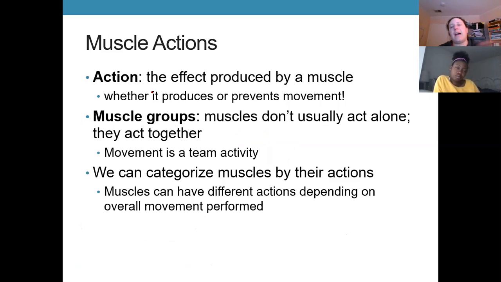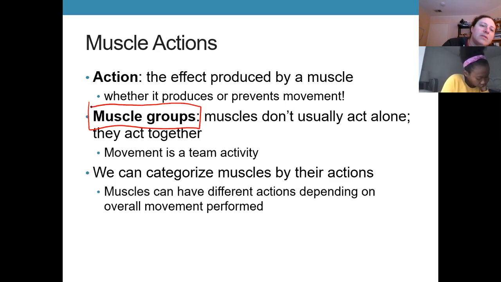And then that takes us to the action. So this is what they do. And there's different roles that muscle can have based on where it is, what everything's doing. And it's because muscles don't act alone. So muscles are always acting in a group. And that means that different muscles are going to have different positions in the group to do different things. The other thing is that muscles can have different positions depending on the overall action that's occurring.